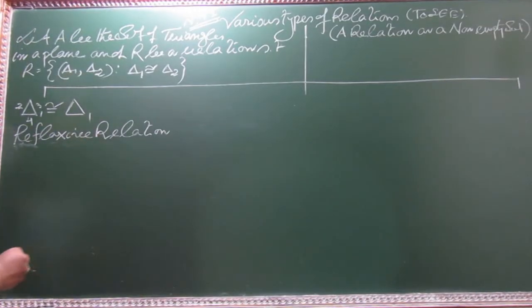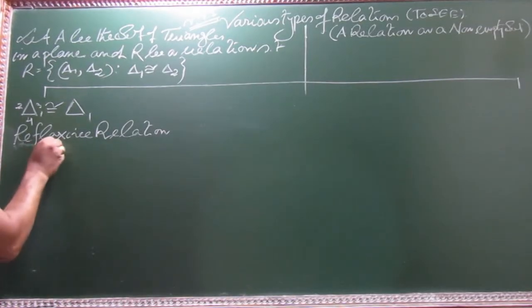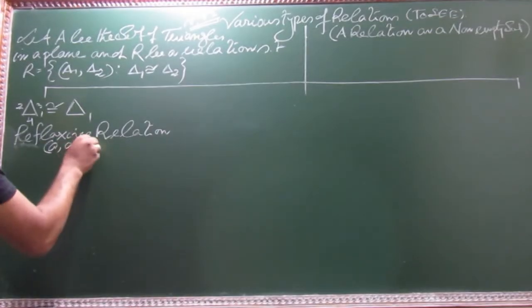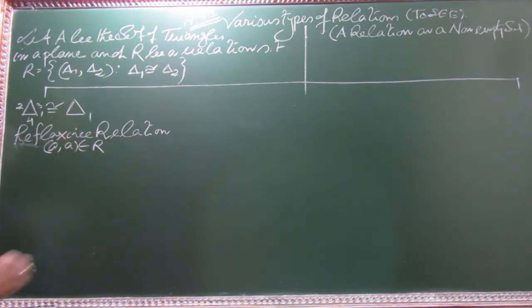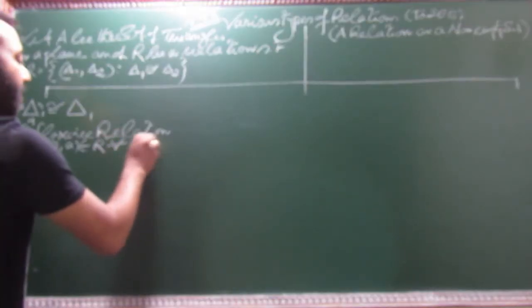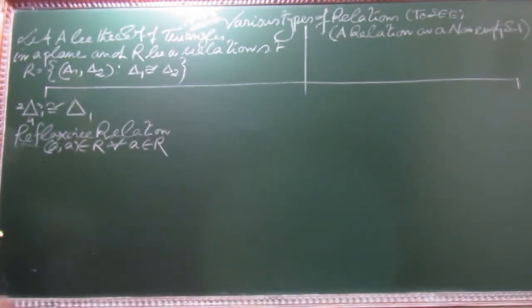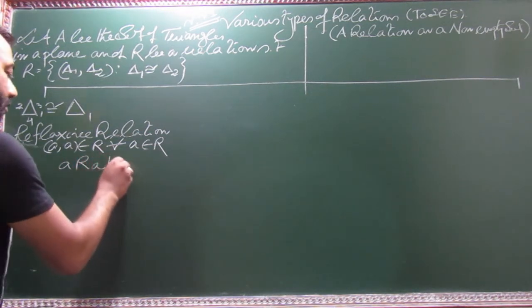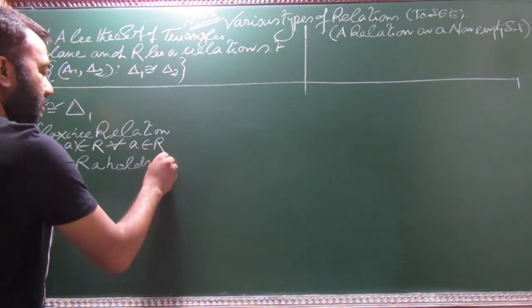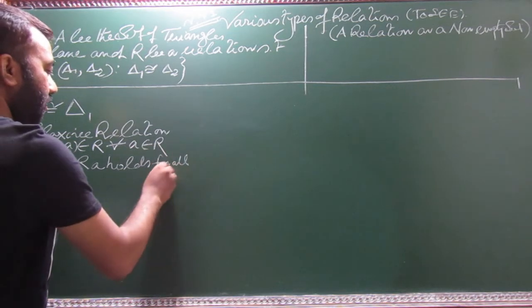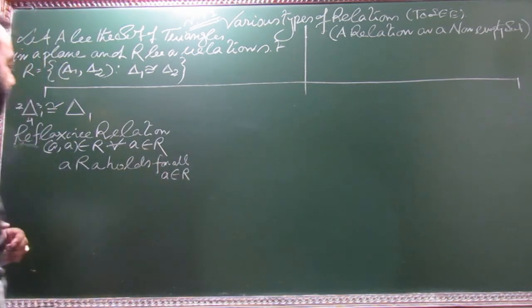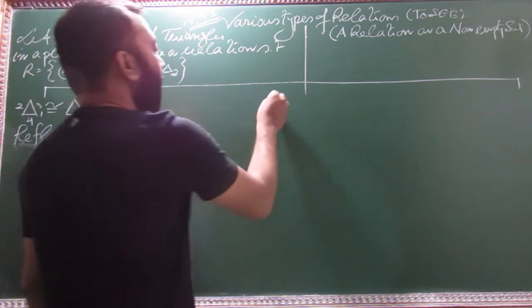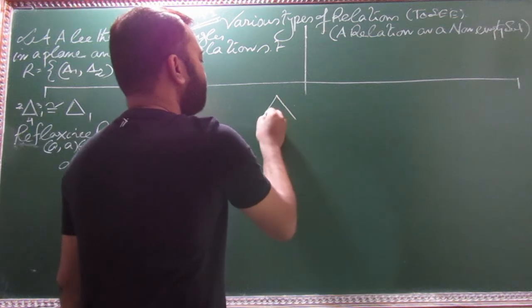Reflexive relation: A comma A belongs to R for all A belongs to R. Or if you want to write in the form of R, that is A R A holds for all A belongs to set of real numbers. Done. Now I am going to consider one triangle.